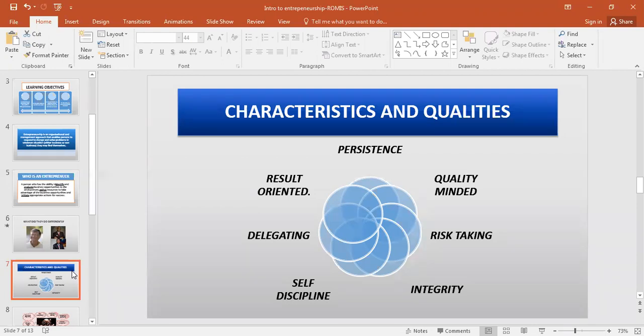So if you must build a business that can outlive you, if you must build a sustainable business, then you don't joke with integrity, which is what? Doing the right thing at the right time. Doing what you say you will do without compromising.